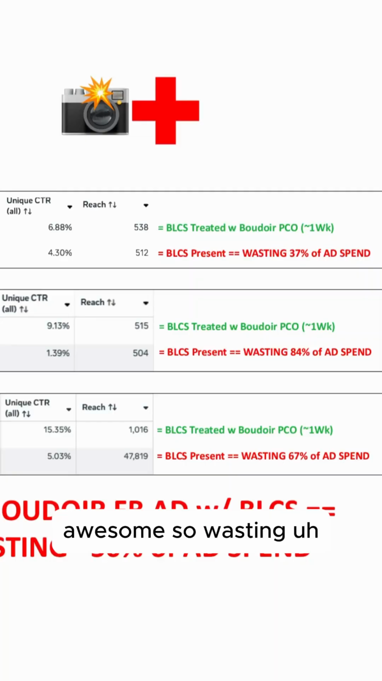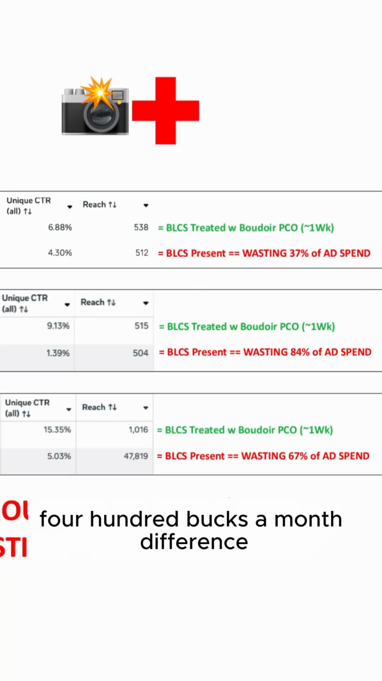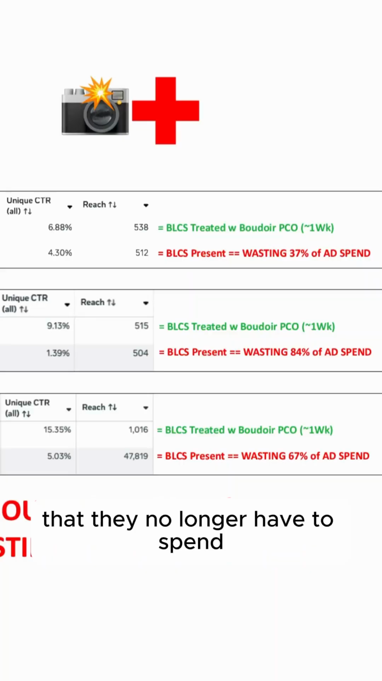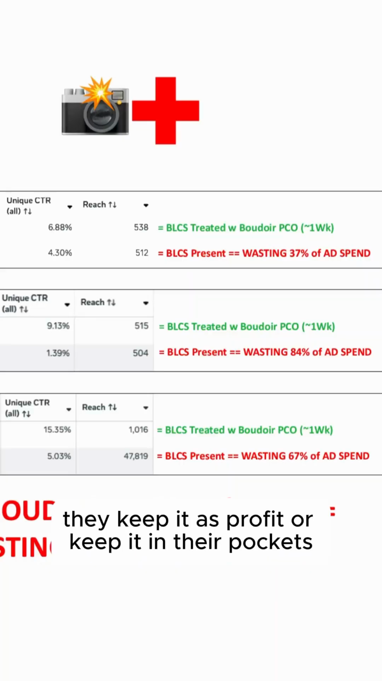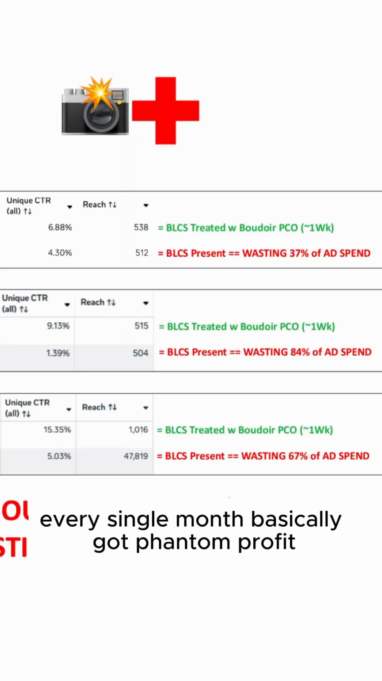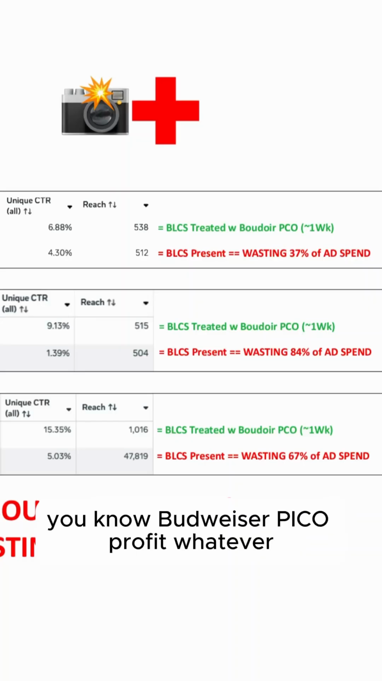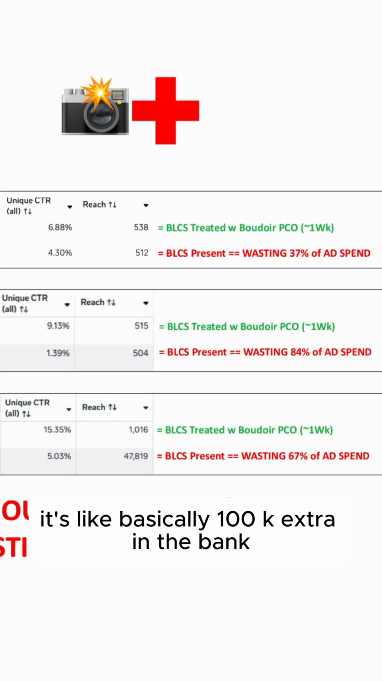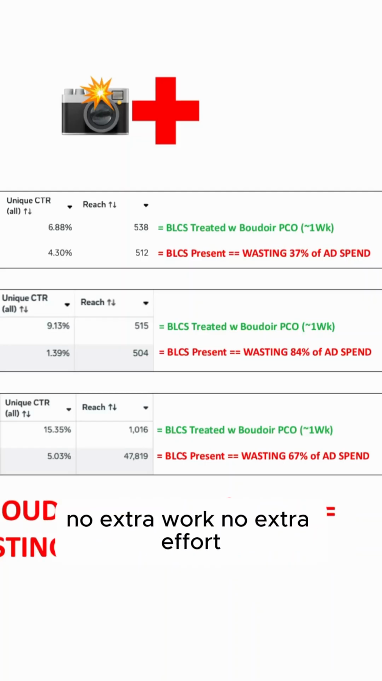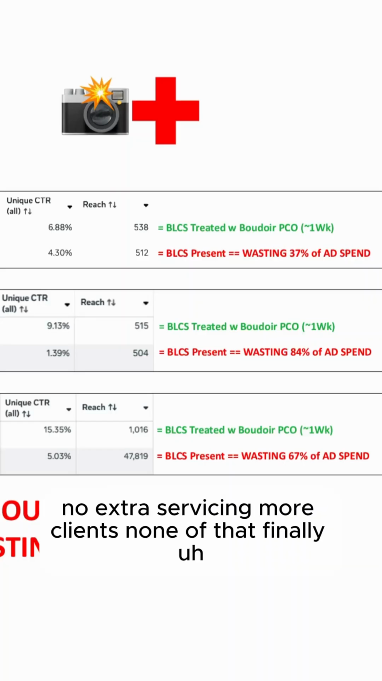Awesome. So that $8,400 a month difference that they no longer have to spend, they keep it as profit, or keep it in their pockets every single month. Basically a phantom profit, boudoir Pico profit, whatever. And at the end of 12 months, it's like basically 100K extra in the bank. No extra work, no extra effort, no extra servicing more clients, none of that.